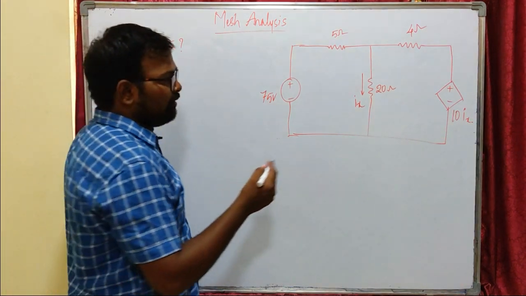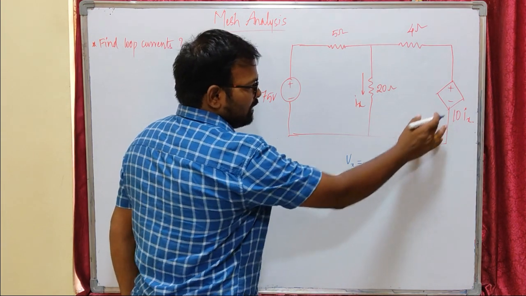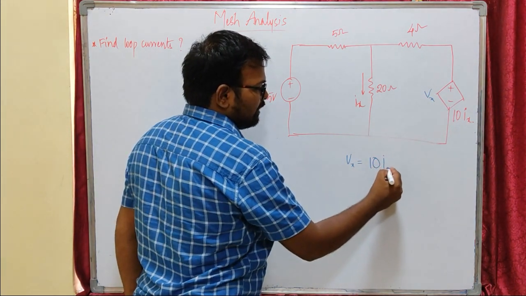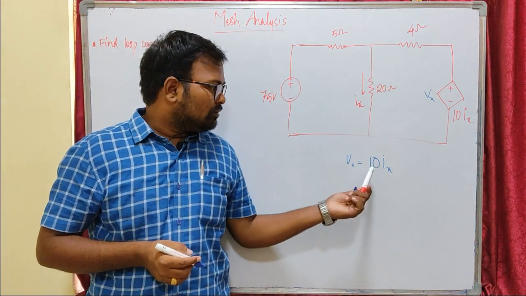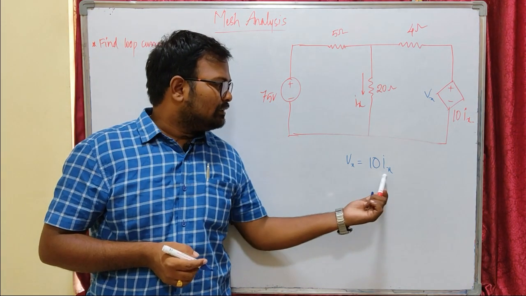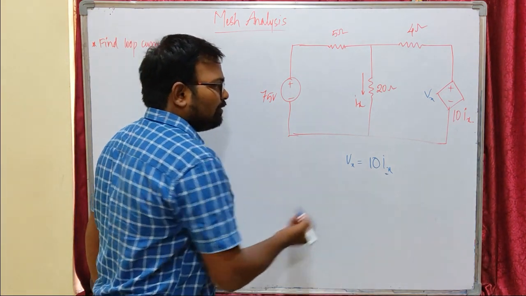So what is the value of this dependent voltage source? Let us assume it as Vx. The value of the dependent voltage source is Vx, which is equal to 10 times current Ix. What do we mean by dependent voltage source? Here it is a current dependent voltage source because the value of Vx depends on the value of Ix. Ix is a current flowing somewhere in the circuit.